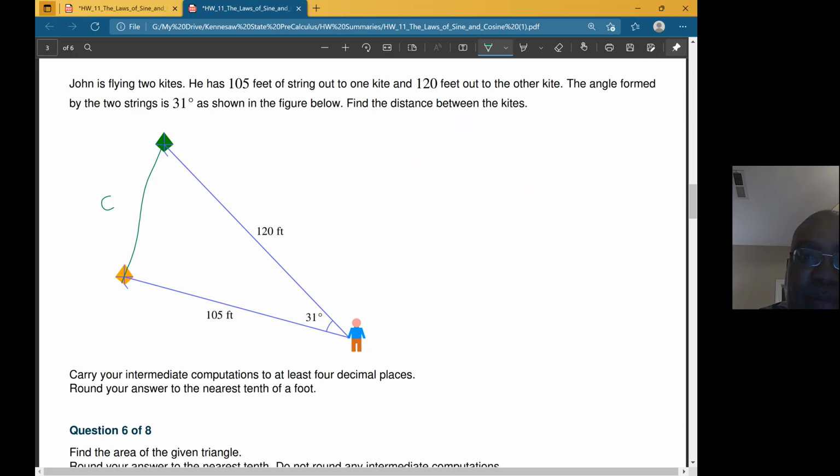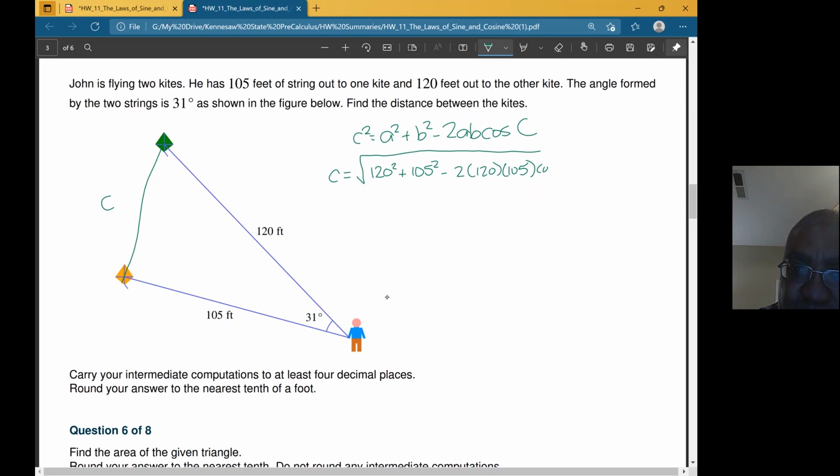Let's see. So c squared is equal to a squared plus b squared minus 2ab cosine of C. So that means c is going to be equal to, if I square root both sides, I'm going to go ahead and put these numbers in. C is equal to the square root of 120 squared plus 105 squared minus 2 times 120 times 105 cosine of 31 degrees.